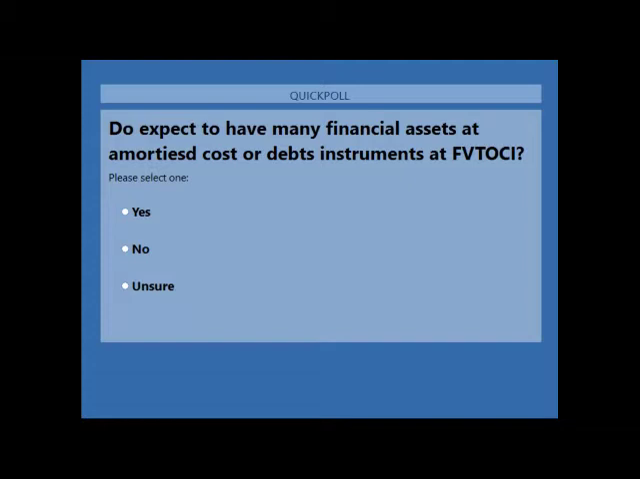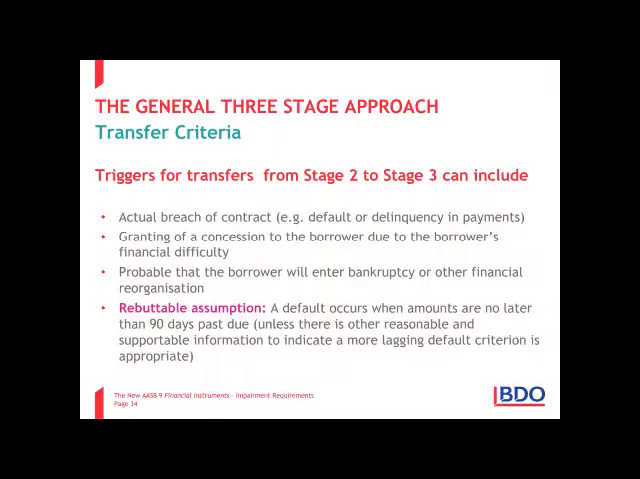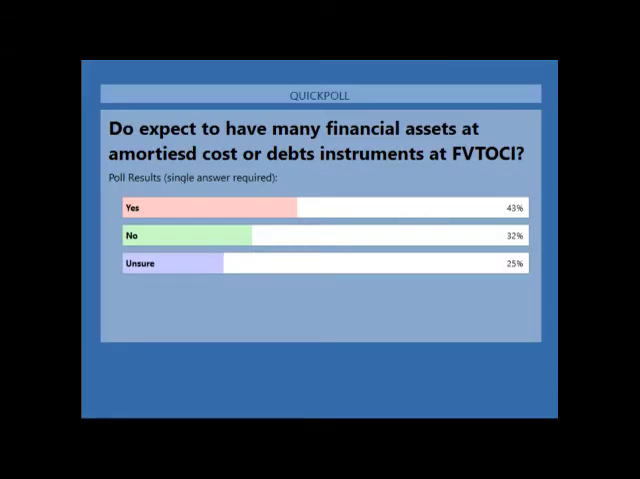I'll give it a little bit of time. We've hit the 50% of people have voted. Let's see if we can get a few more. I just want to assess how many would be impacted by the three-stage approach and have to do a bit of work on identifying the triggers, moving from stage 1 to stage 2, as well as stage 2 to stage 3. So yes, we've got around 70% of our people have voted.